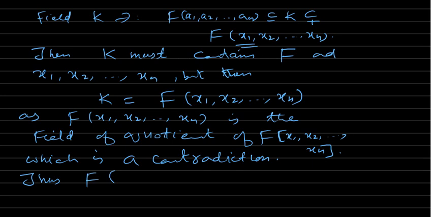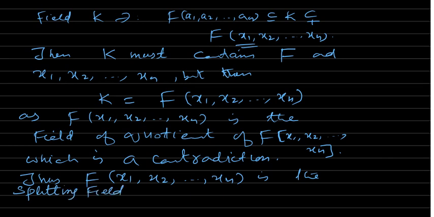Thus F(x1, x2, ..., xn) is the splitting field of p(t) over the field F(a1, a2, ..., an). It is a splitting field of this polynomial.